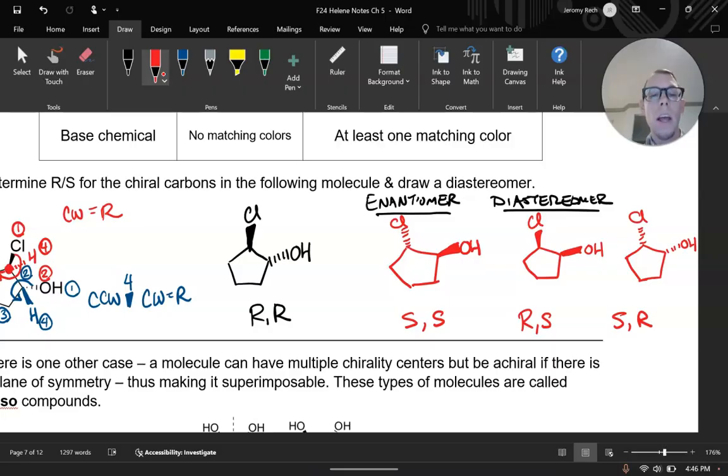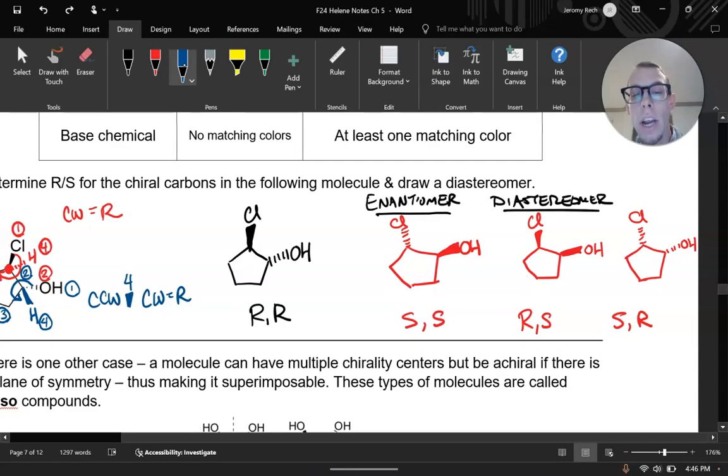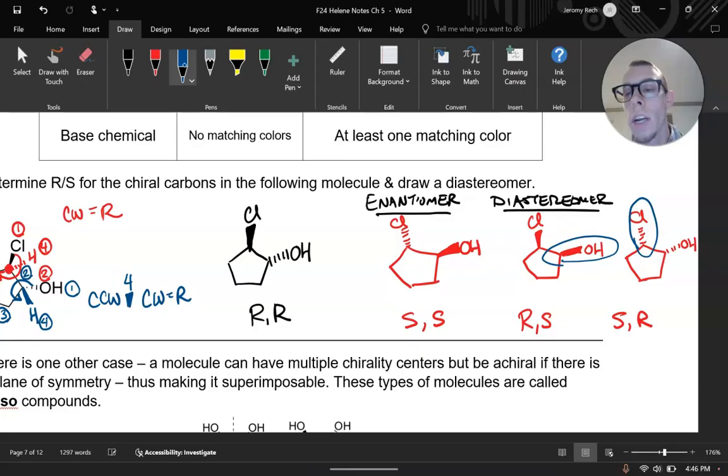So for these, my original molecule was an RR. My enantiomer is going to be the SS version, where I change all of my wedges to dashes and all my dashes to wedges. And then my 2 diastereomers are going to be my RS and my SR, where some of them changed, but some of them didn't. So here, for example, let me do a different color. The things that changed, for example, here we showed the alcohol changing, here we showed the chlorine changing, but we didn't change the other one. Whereas in our enantiomer, we see that absolutely everything changes.